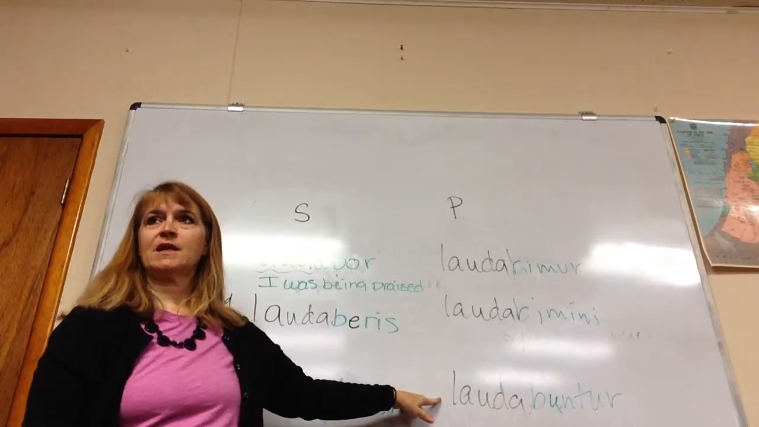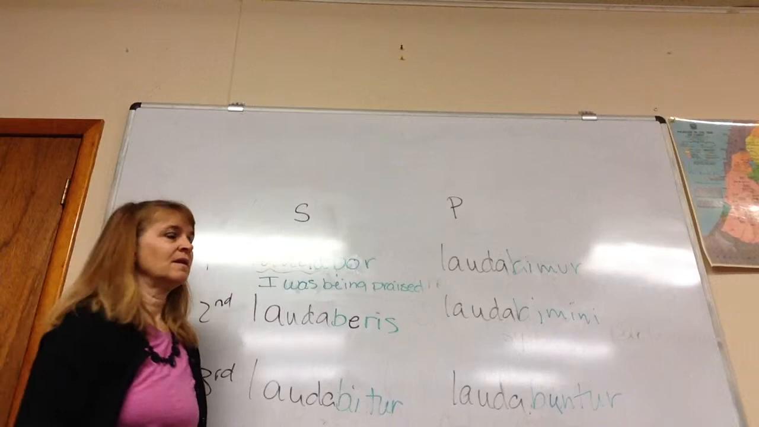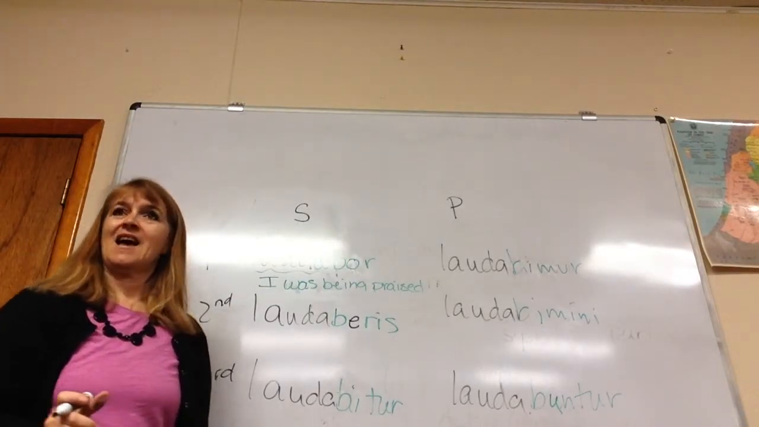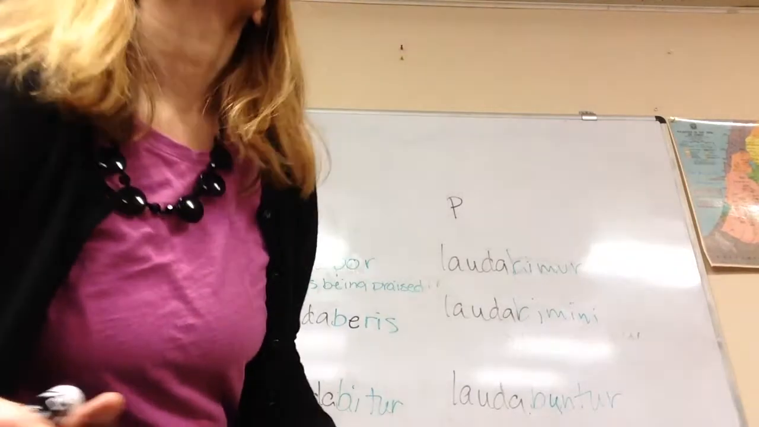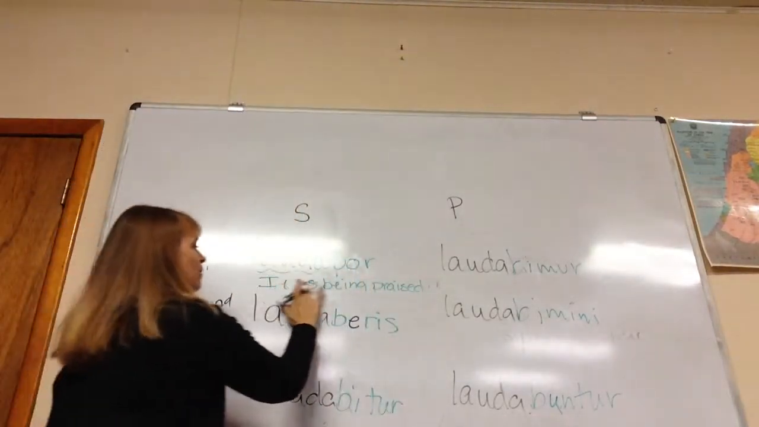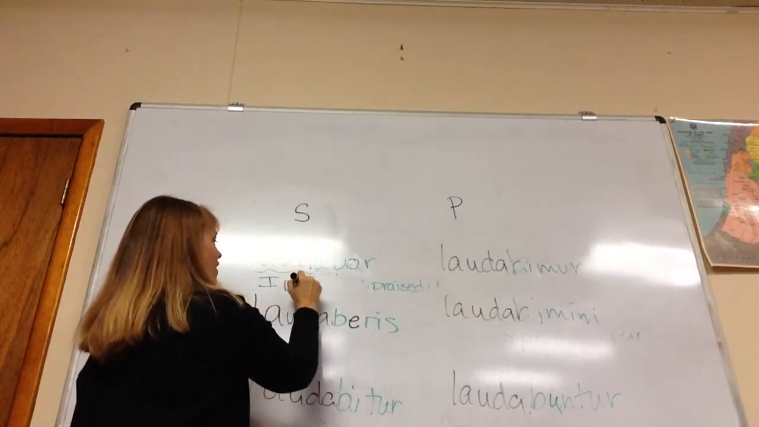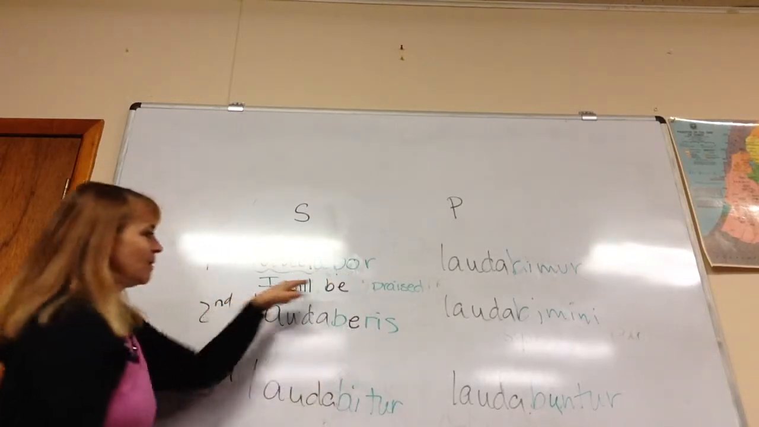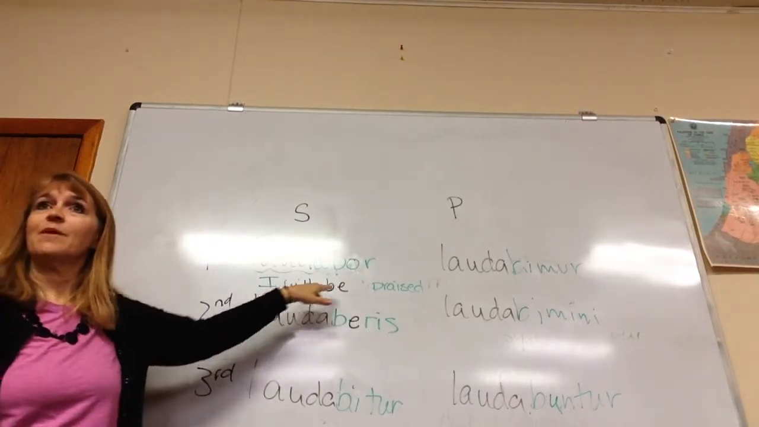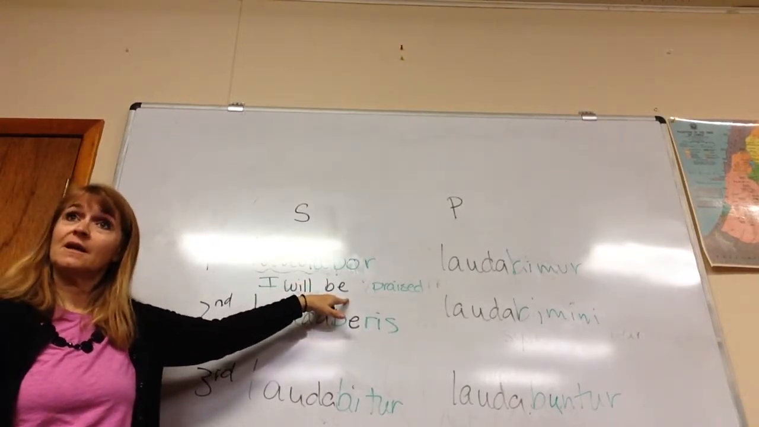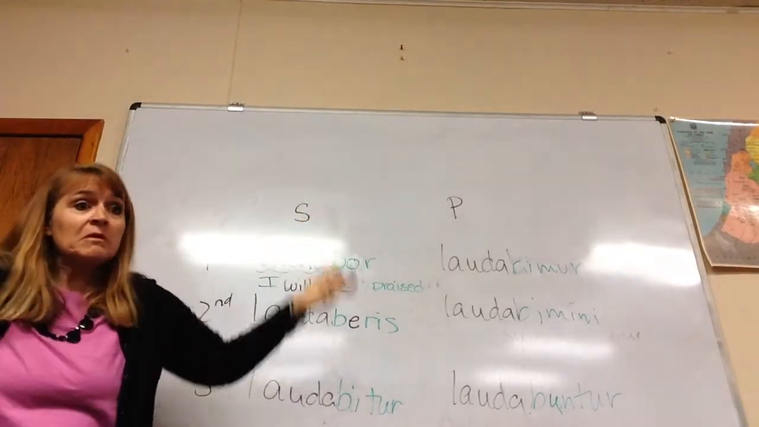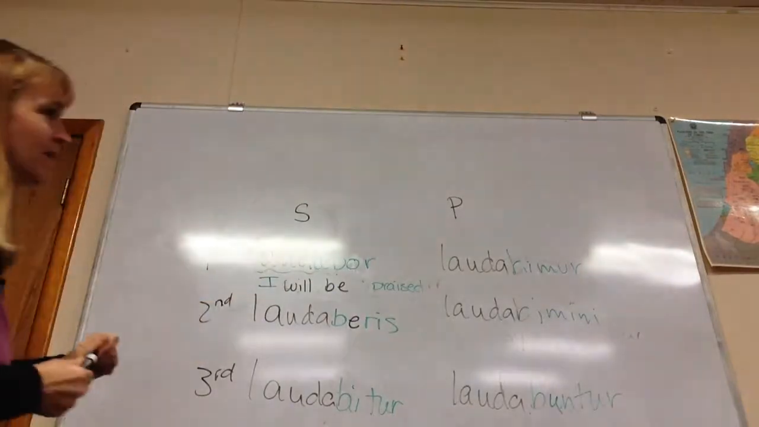Okay, how are we going to translate future passive? Okay, what? I will be being. Okay, I will be praised. Okay, good, Luke. I will be praised. Do you see we still have our past participle? We have our future, and we still have a form of be or being. Okay, I will be praised. Who's going to praise you? Who knows? Okay, we'll find that out in a minute.